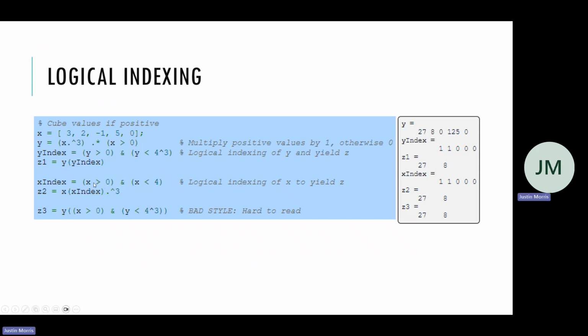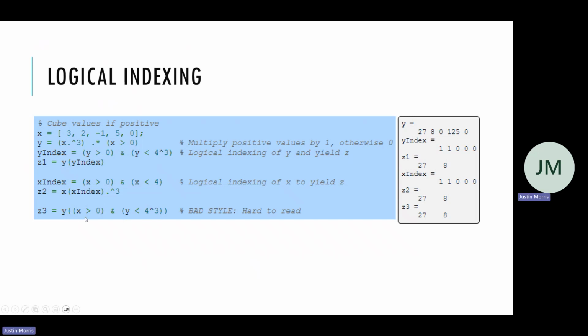So here we're doing another example. So where x is positive and x is less than 4, right? So that will just be 3 and 2. So x index, we get 3 and 2, but then here we're taking the third power. So 3 to the third power, 27, 2 to the third power, 8. So all of these were clear, right?